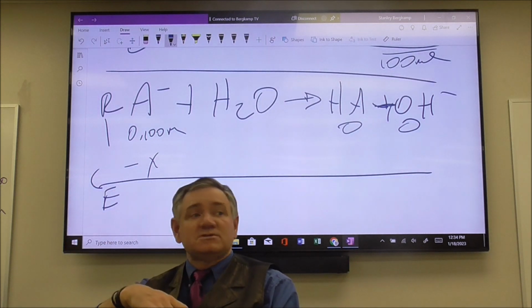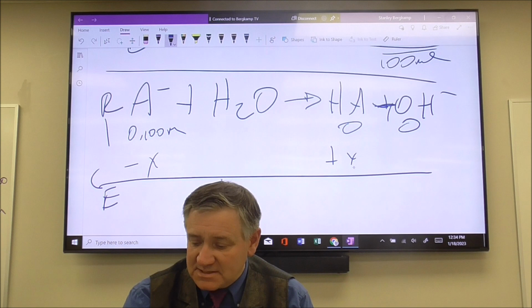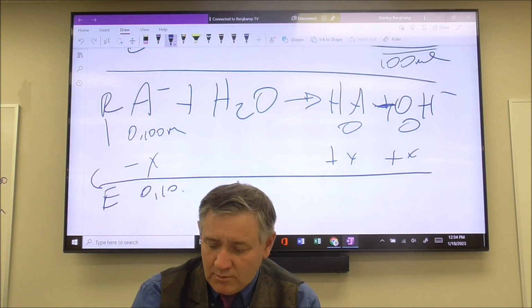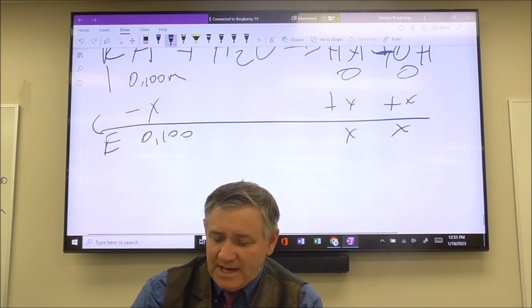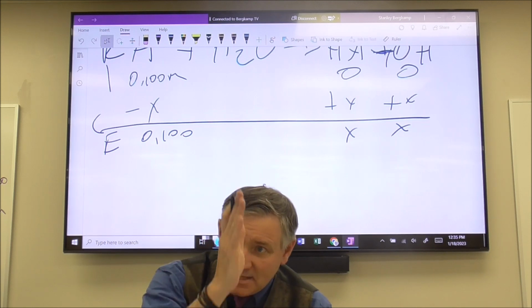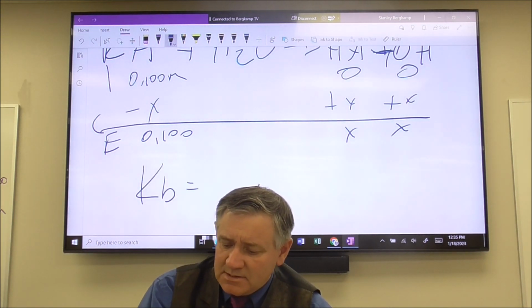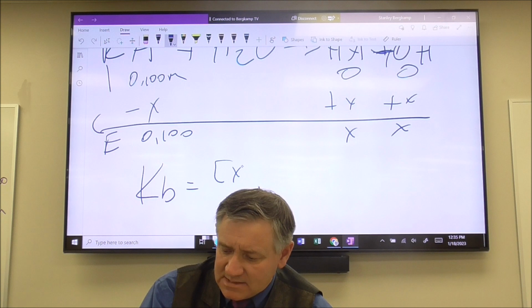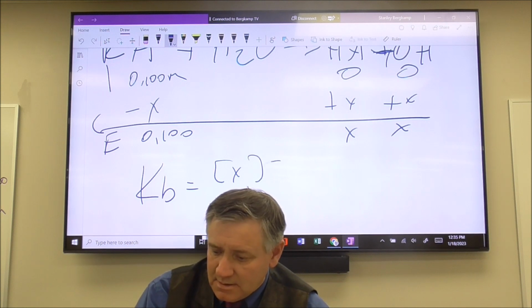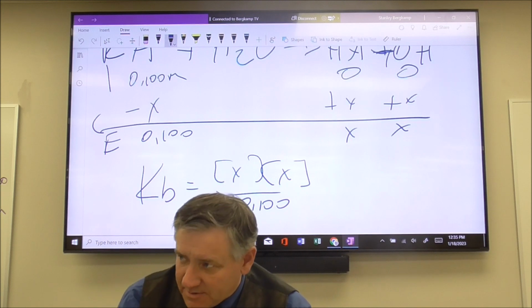Now it becomes old school. Now you're back to old school. Now it's come full cycle. Minus x, plus x, plus x. 0.100, x, x. Now, because the anion is acting as a base, you can play this game. So I'm going to have Kb equals x, which is my hydroxide, times my HA, which is also x, divided by 0.100. Okay? Now, here's the kicker.